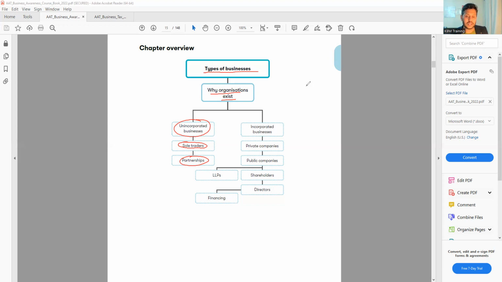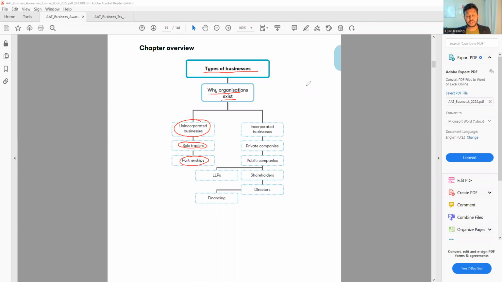The next one is the partnership. The partnership is like a sole trader, but here two or more people are involved in the business. So when two or more people have a mutual understanding and mutual agreement for a business, for example, five friends together start a restaurant, this is on the basis of a partnership.